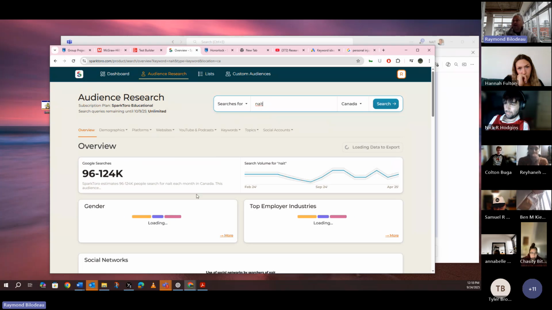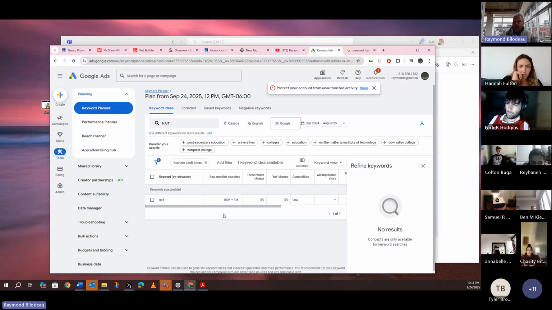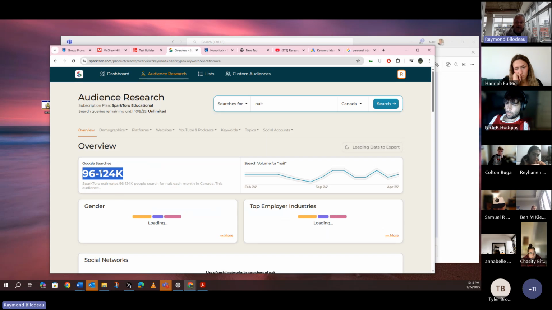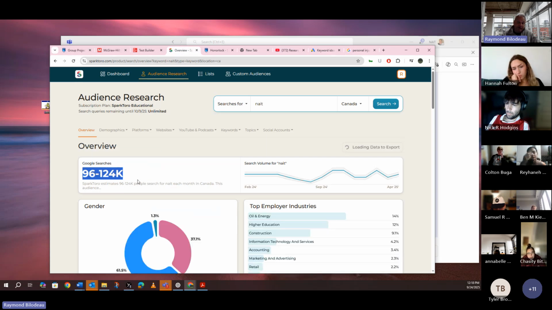This one's for you. According to the data SparkToro found, they see between about 96,000 to 124,000 searches per month in Canada. Remember, Google is always the one with the real source of data. Google's saying between 100,000 and a million. These folks are saying probably just around 100,000. So I would say it's probably right around that 100,000 mark when I put those tools together. And those are the kind of insights you gain when you stack multiple tools.